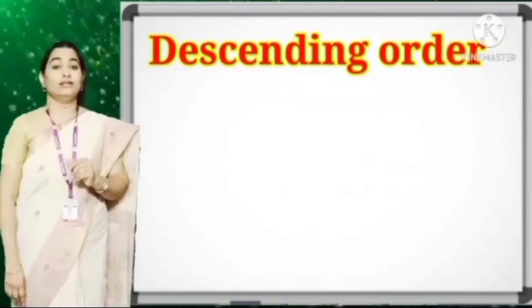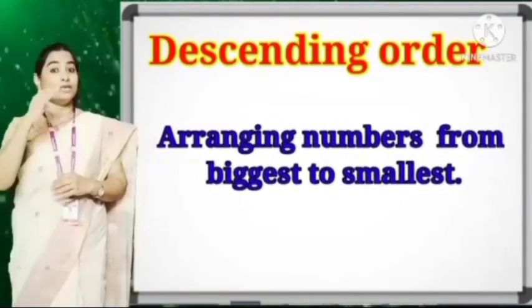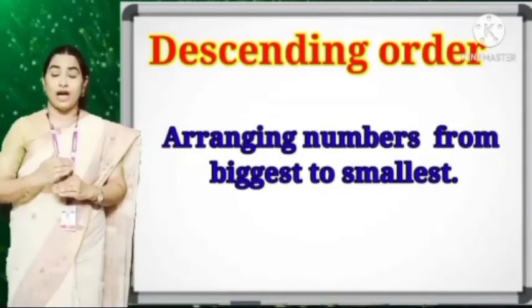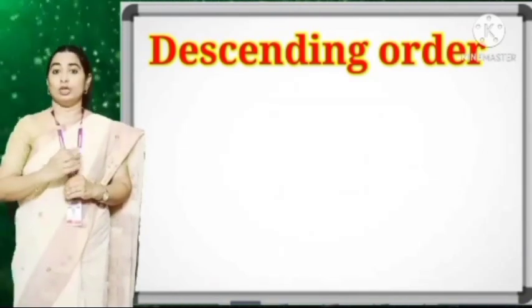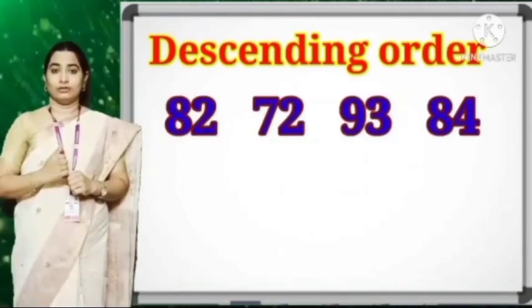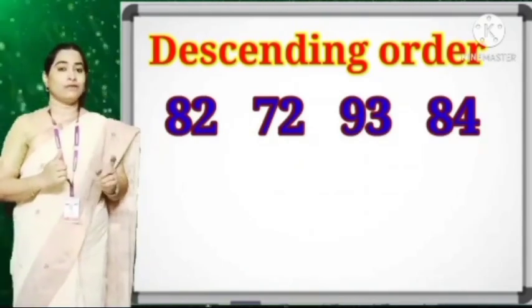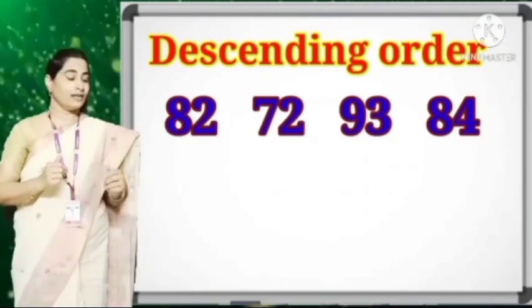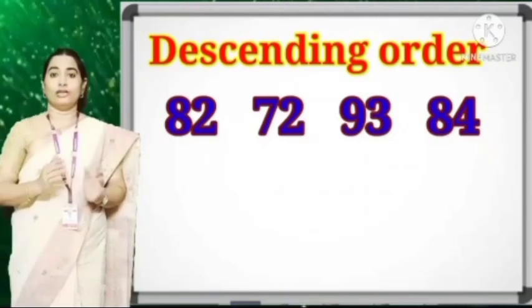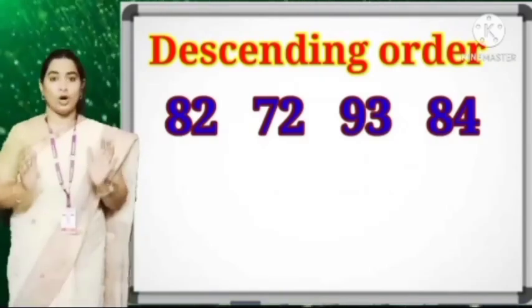Remember children, descending order is arranging numbers from biggest to smallest. Look at the numbers children. The numbers are 82, 72, 93, 84. Now we have to arrange these numbers in descending order.